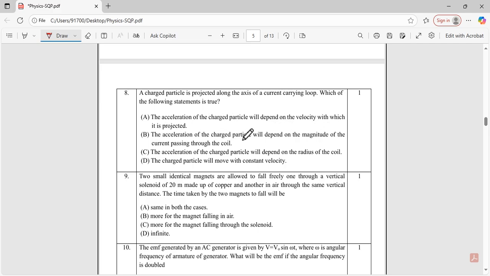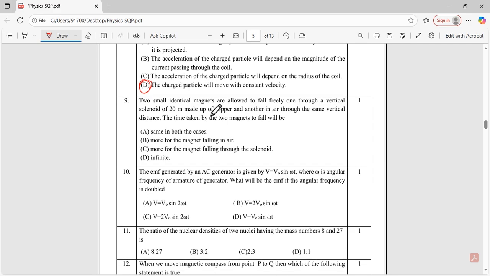Acceleration of the charged particle will depend on the magnitude of the current passing through the coil. Acceleration of the charged particle depends on the radius of the coil, and the charged particle will move at a constant velocity. So option D is the correct answer. Okay.